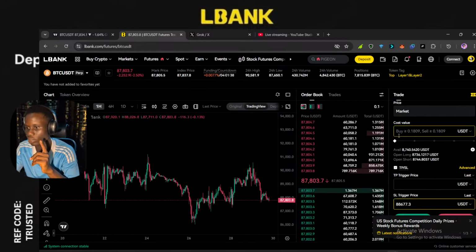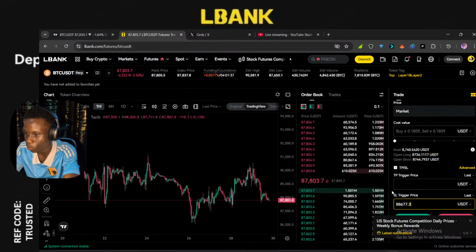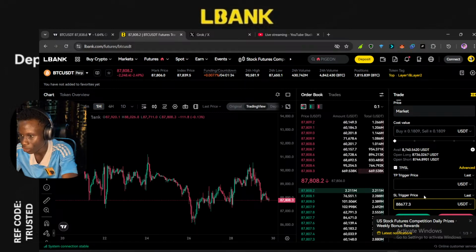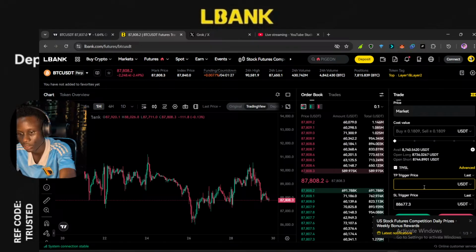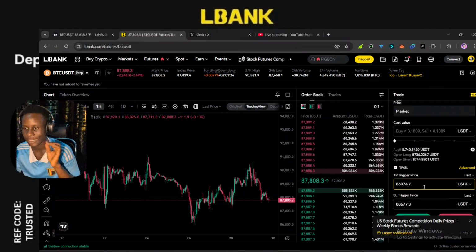We are not using limit, because we want to enter at the breakout of that structure. Do you get my point now? So this is where you are going to place your SL. This is it, SL trigger price. This is the place you are going to place it, and as well your take profit. You are going to place it down here.